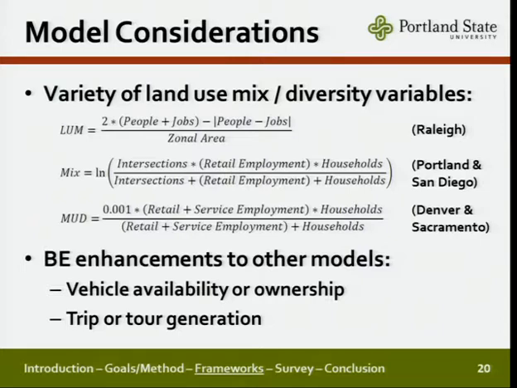I also wanted to note that although we focused on these modeling frameworks and the different stages of the four-step process, there are other aspects of travel demand modeling that could change in order to make the models more sensitive to pedestrian travel. Things like including more pedestrian relevant built environment measures in auto ownership models might help.